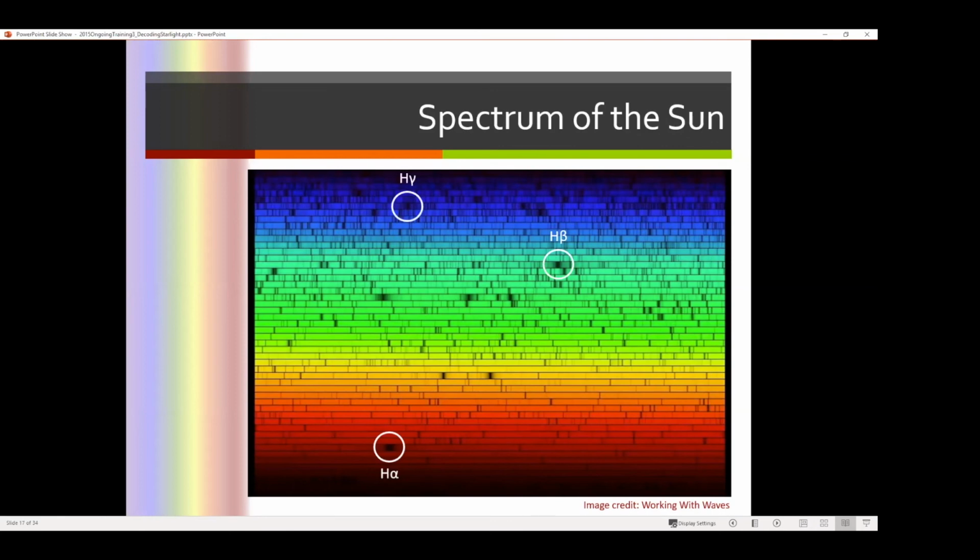You might be noticing a pattern. We start from the red end of the visible spectrum, and each absorption line gets a Greek letter. So we have alpha, beta, and gamma.